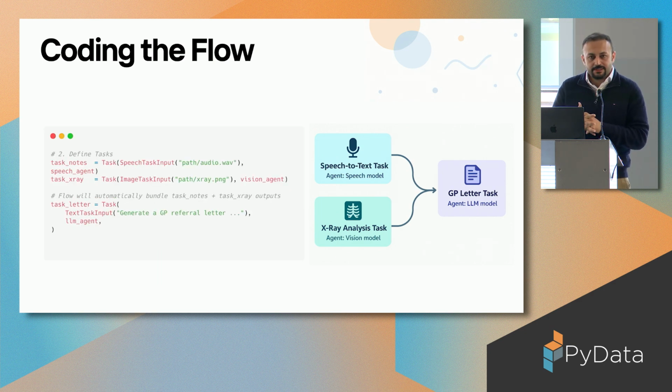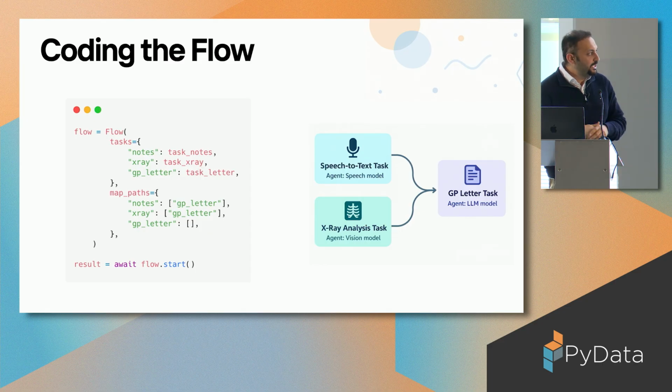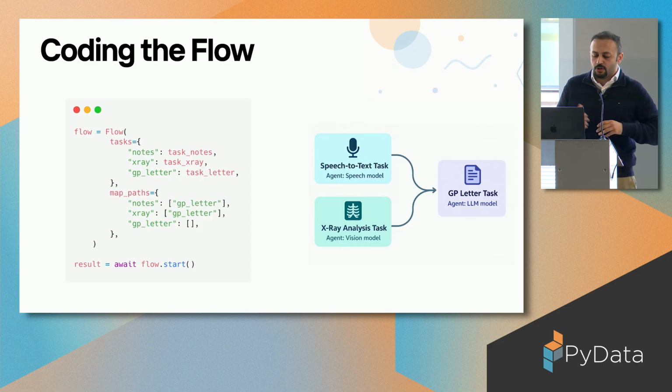Then you have to design your task, and in the task, you have to describe to the agent what they have to do. For example, here, you can write the prompt to let the agent know they have to generate a GP letter. In this step, you can let the image model know which X-ray image to use, and for the speech model, you can give it an audio file. And this is how you build your graph at the end using something called flow.